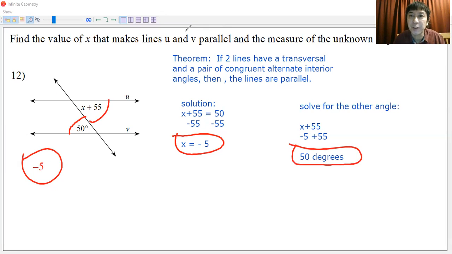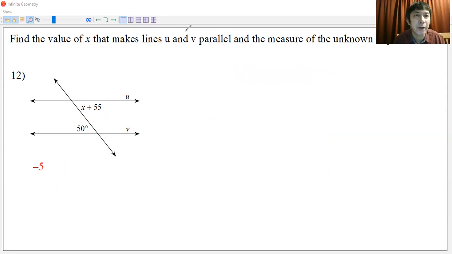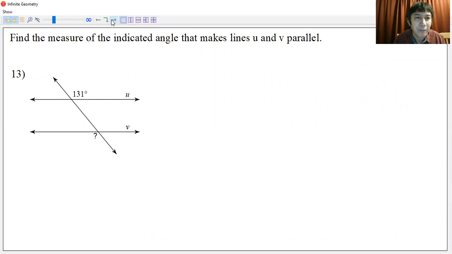Next, number 13. Let's continue with the number 13. All right, what do we have there? We have another type of angle pair. You can see this is an exterior unknown angle and exterior over there. So that means we have an alternate exterior angle pair. And we shall have a new theorem for this. We shall use a new theorem.